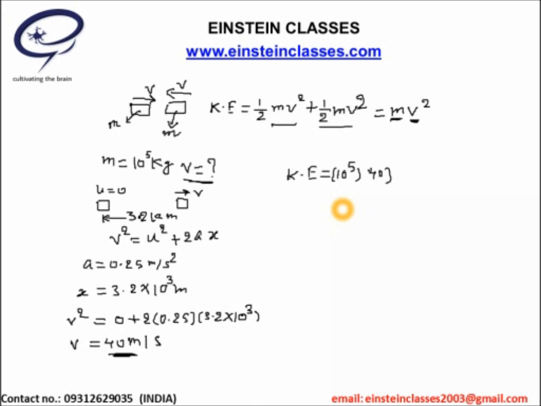That means 40 whole square. After simple calculation, the value will come out 1600 into 10 raised to the power 5 joule. This one is the total kinetic energy of the two colliding trains just before the collision. This energy is equivalent to detonation of approx 45 kg of TNT.